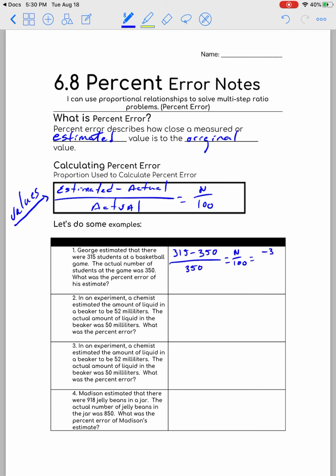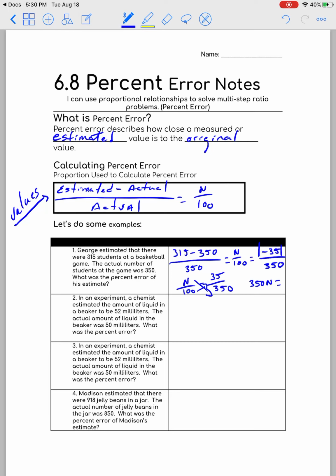Now, what is 315 minus 350? It's going to be negative 35. And you bring that back over top of the 350. Now, we're not going to have a negative percent error. We're going to use the absolute value of that number. And what's the absolute value of negative 35? Take away the negative, it's 35, right? It's 35 spaces away from 0. So, the way we're going to write this is n over 100 is equal to 35 over 350.